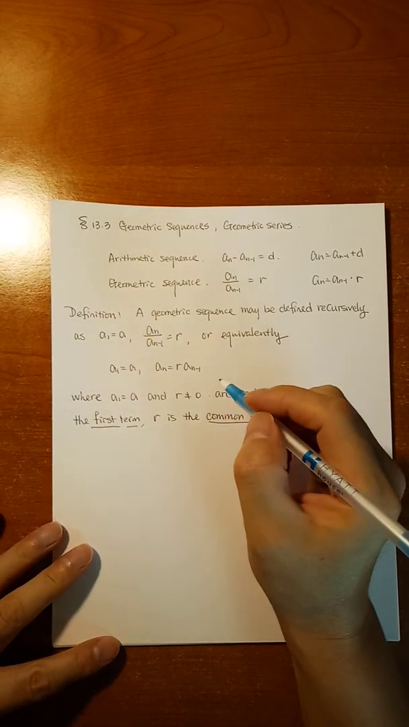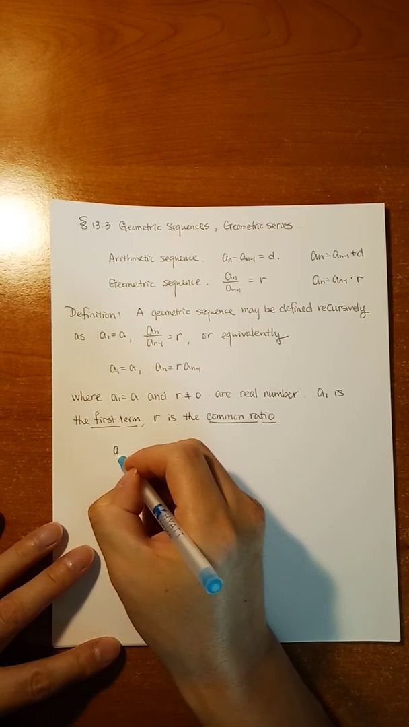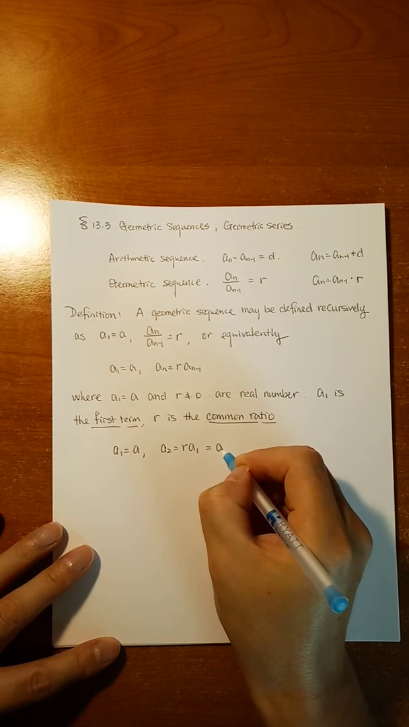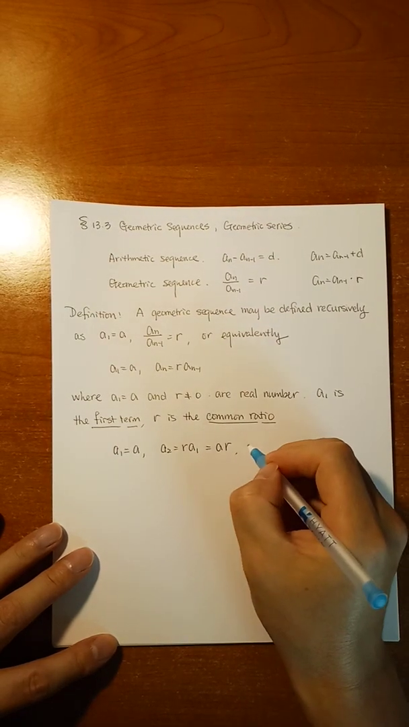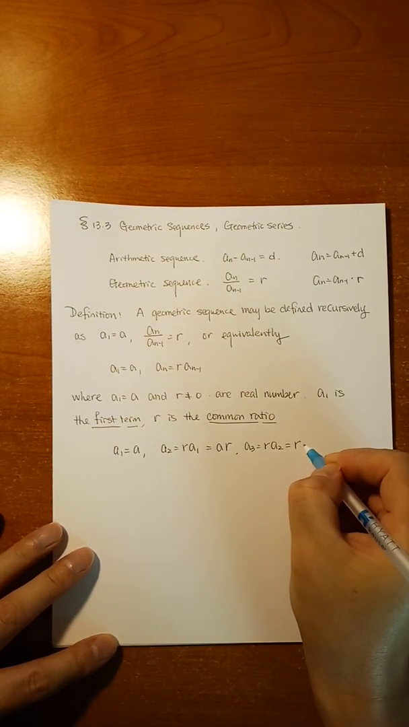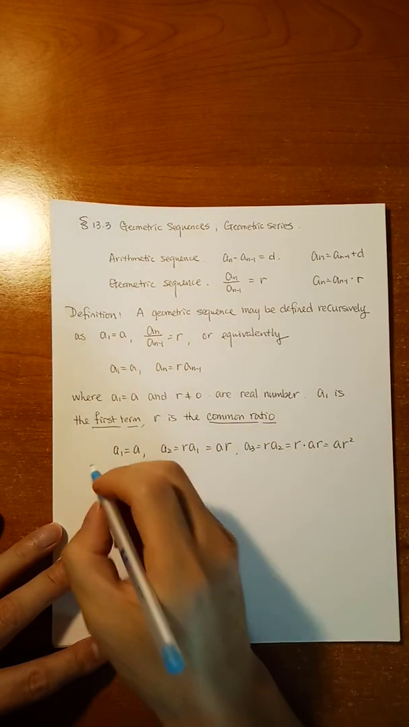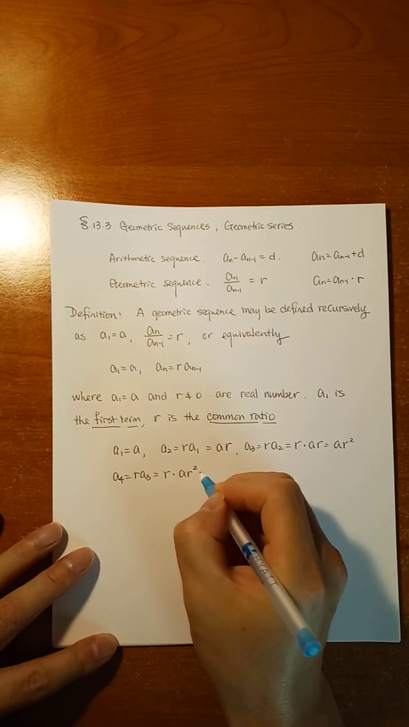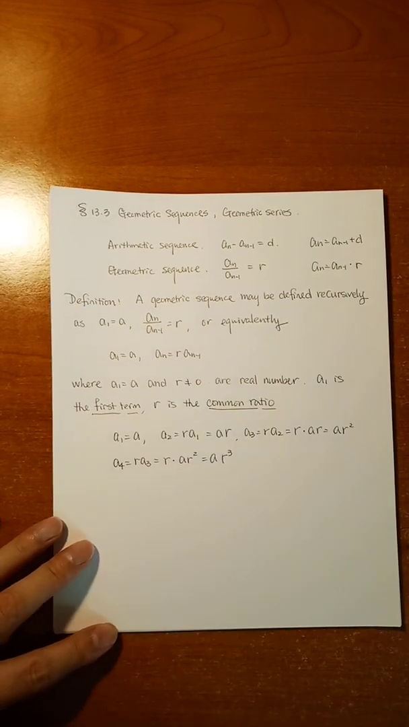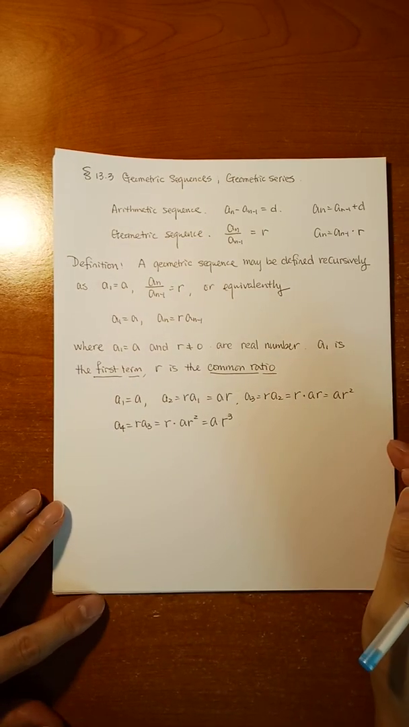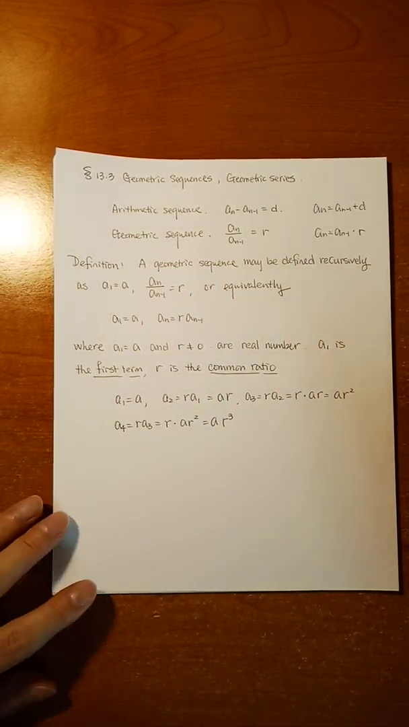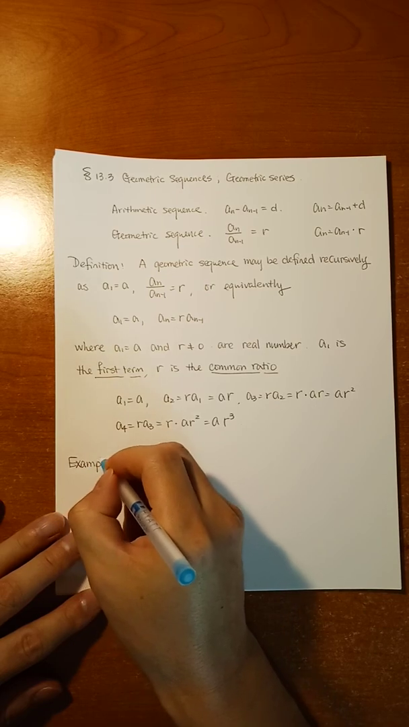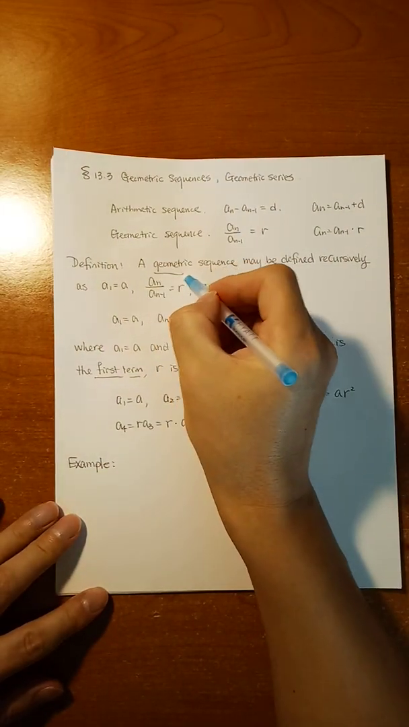Okay, so let's try. For example, if you have a_1 is a. What is a_2? a_2 is r times a_1, so it's a times r. What is a_3? a_3 is r times a_2. It's r times a times r, which is a times r squared. a_4 is r times a_3, so it's r times a times r squared, which is a times r cubed. Okay? So that's the first few terms. You just multiply the preceding term by the common ratio r every time to get the next term. All right, so that's a geometric sequence.